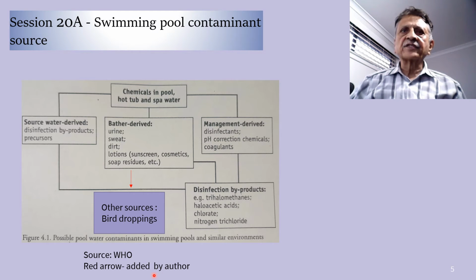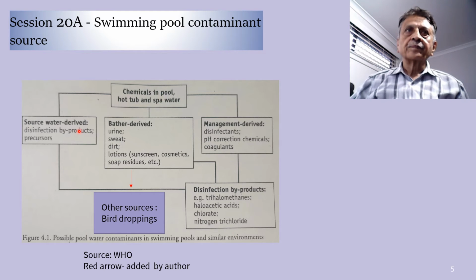This slide gives the reason why we have to disinfect the water and do a proper water treatment. The sources of infection in either hot tub, swimming pool water or spa water are as follows: urine, sweat, dirt, lotion, sunscreen, cosmetics, soap residues, etc.